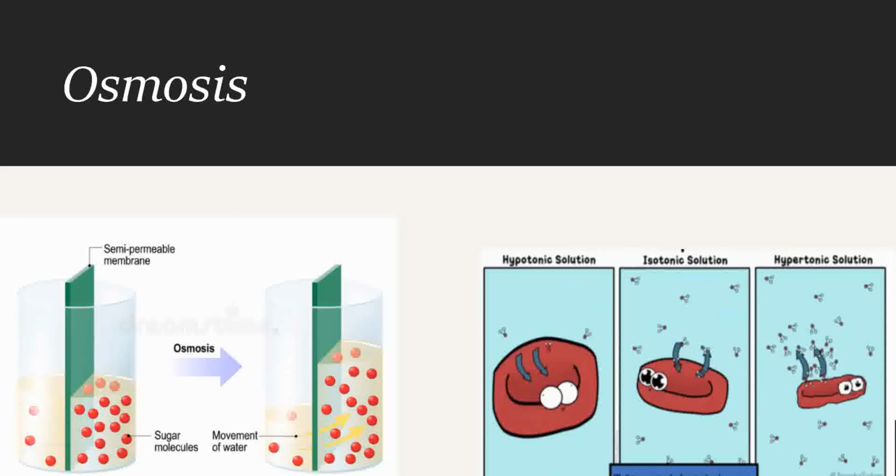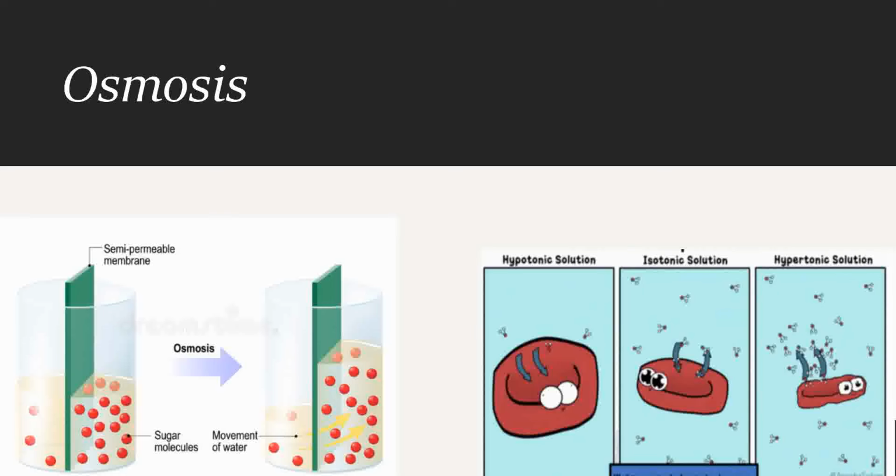And there are three types of solutions in osmosis. The first being hypotonic solutions. If the medium surrounding the cell has a higher water concentration than the cell, meaning that the outside solution is very dilute, the cell will gain water by osmosis. Such a solution is known as a hypotonic solution. Isotonic solution. If the medium has exactly the same water concentration as the cell, there will be no net movement of water across the cell membrane. Such a solution is known as an isotonic solution.